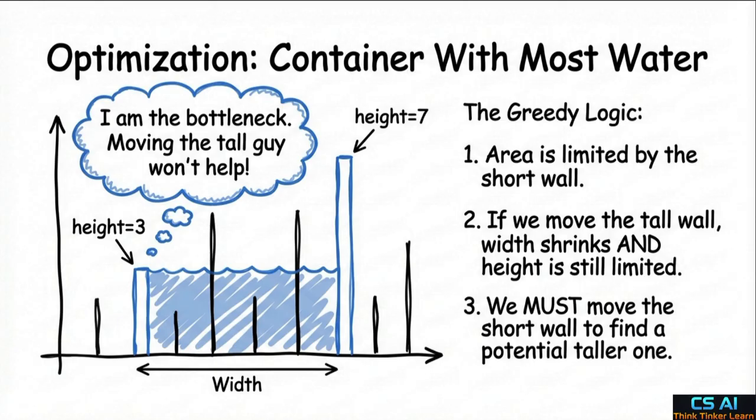This is the greedy logic. If we move the tall wall inward, our width shrinks, but the height is still limited by the short wall. The area can only get smaller. Therefore, our only hope of finding a larger area is to get rid of the current bottleneck. We must move the pointer at the short wall inward, hoping to find a taller wall that will give us a better area.